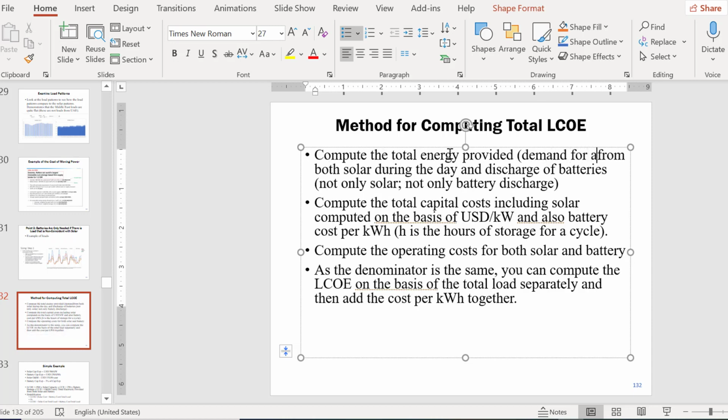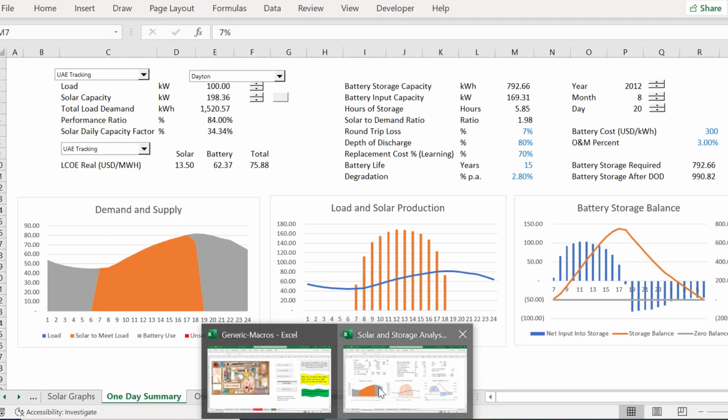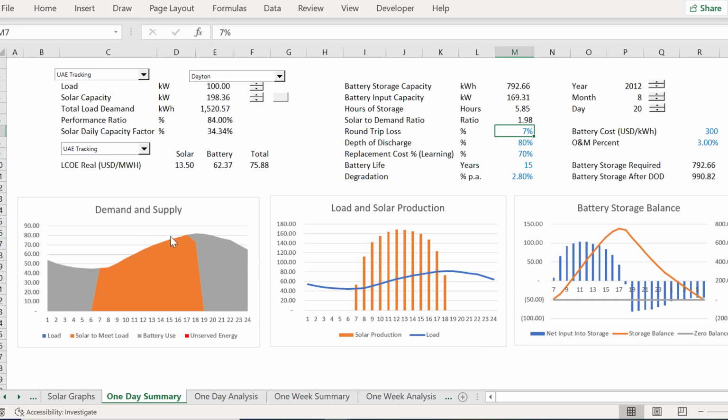Demand for a day. How's that? 24 hours. And then we, from both solar and discharge, you're meeting the demand. You're meeting this whole demand, the integral, what's under the curve. This was pain. It took me like an hour to get this graph right. I have trouble with the area graphs, adding it up.